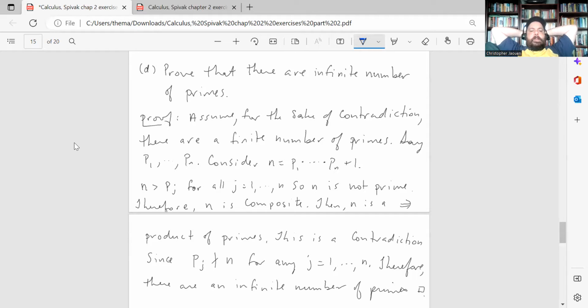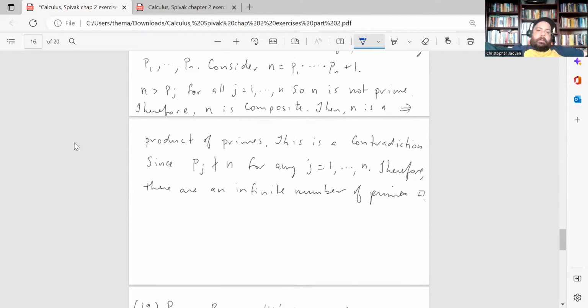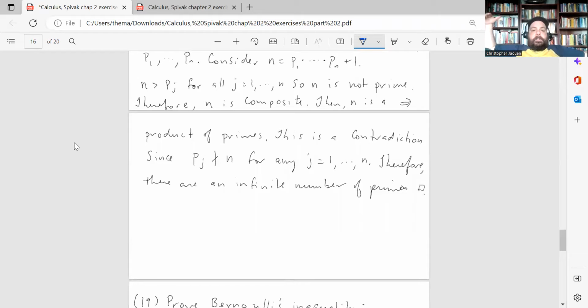Anyway, assume for the sake of contradiction, there are a finite number of primes. So say the primes are p1 up to pn, and consider the number N, which is defined to be the product of all those primes plus 1. Since N is greater than pj for all j from 1 through n, that means that N is not prime, because we said there were only a finite number of primes, p1 through pn. So it can't be prime. That means it has to be composite. But if N is composite, that means that it's divisible by one of the primes, and clearly that's not the case, because when you divide by any of the primes, you get a remainder of 1. Therefore, that's our contradiction, so that means that there are an infinite number of primes.